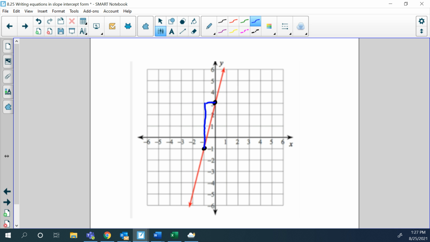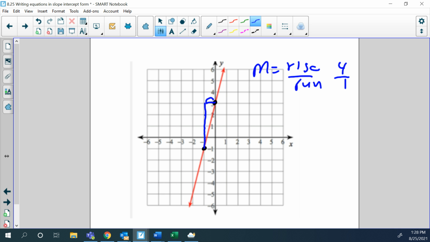And so the slope is rise over run. For my rise, 1, 2, 3, 4, so my rise is 4, and my run is 1. Now, is that going to be a positive or a negative?